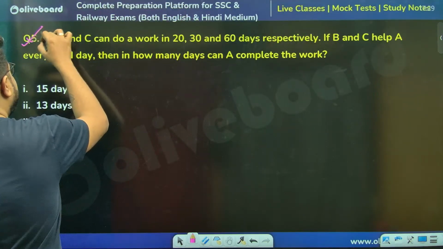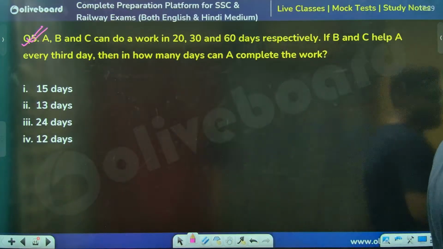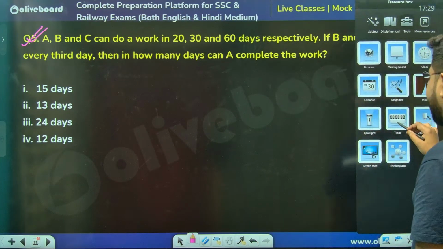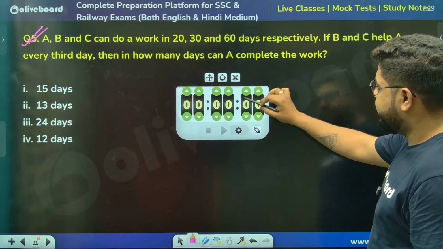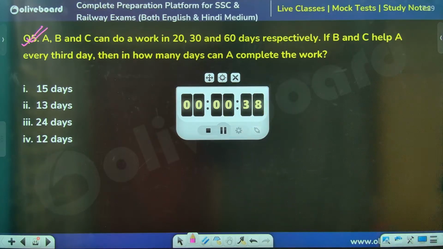Again, a time and work question, but a very good time and work question. 40 seconds is the time. Please solve this, please solve this. Quickly, I need answers.